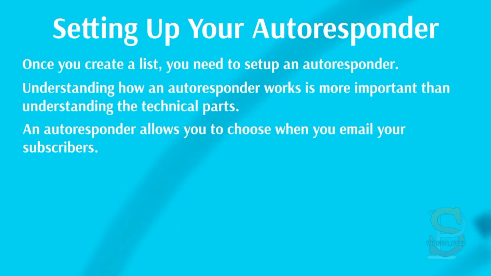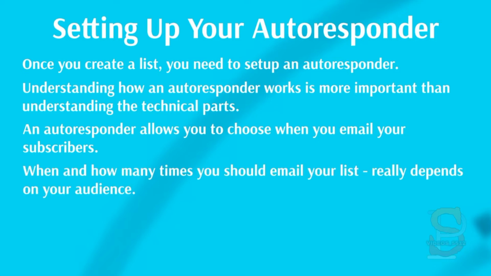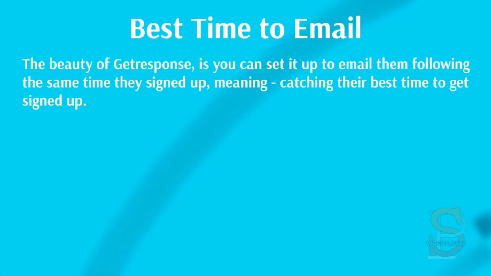Now, an autoresponder allows you to choose when you email your subscribers, the time zone, all of that. Now, a very common question that we have seen is when should you email your subscribers, or even how many times should you email your list? And while I can't give you an exact answer, I can say that it really depends on your audience. If you've done the proper demographic research and you understand somebody's typical day and all of that, then understanding when is the best time to email them is actually quite easy.